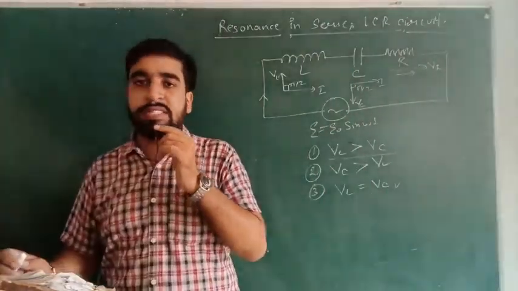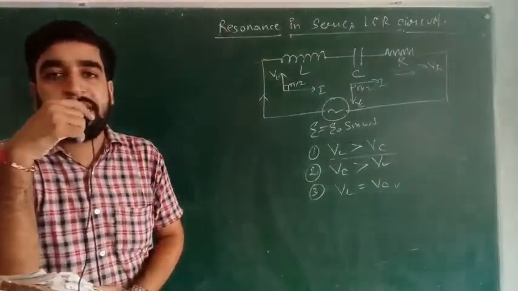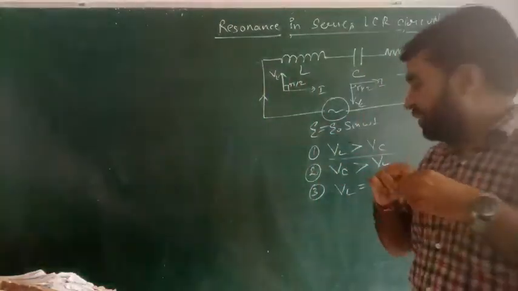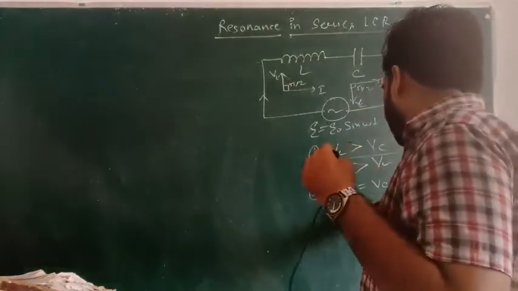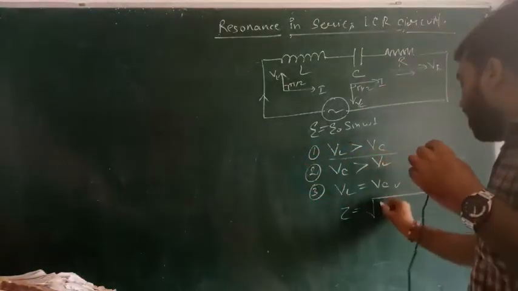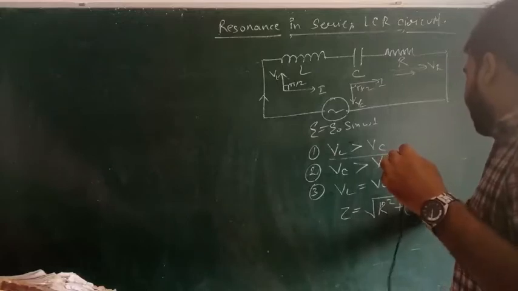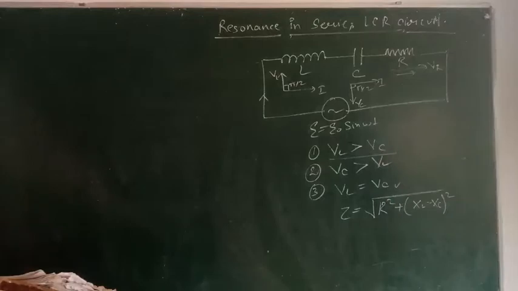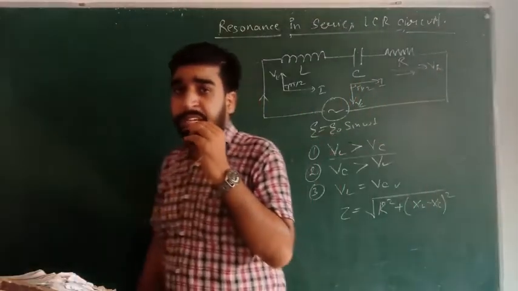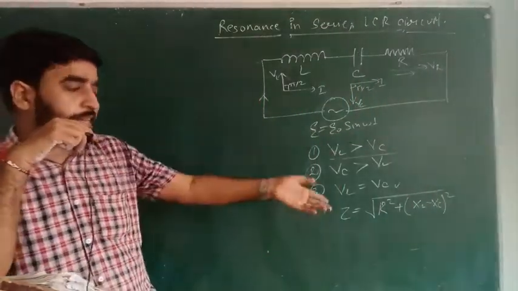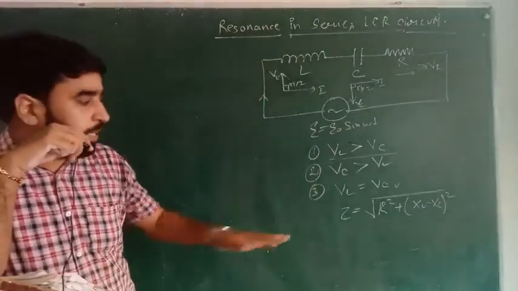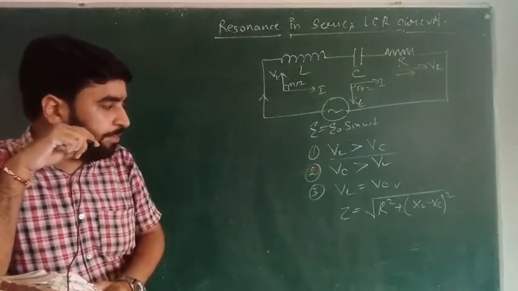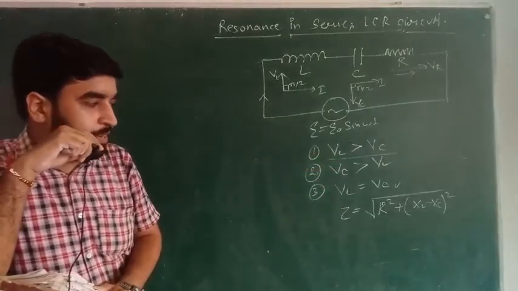Now, what is the impedance of this circuit? You are already aware of the impedance formula: Z is equal to under root R square plus XL minus XC whole square. Why am I writing the difference? Because sometimes XL can be greater, and sometimes XC can be greater. So this is the condition for impedance. VL can be greater than VC, VC can be greater than VL, or VL can be equal to VC.